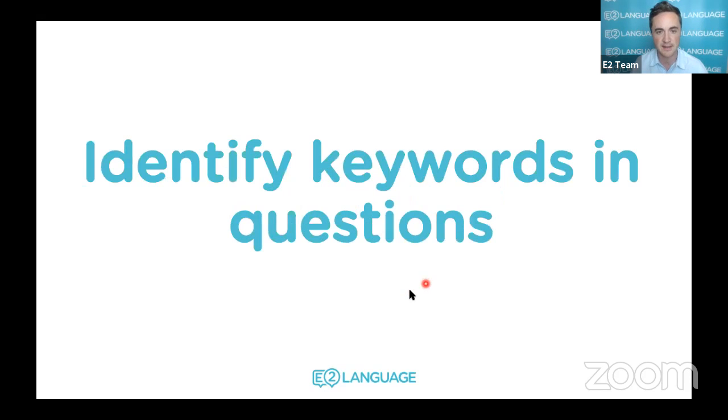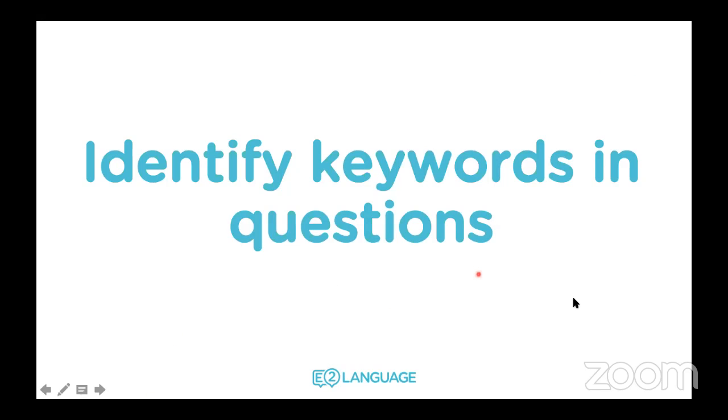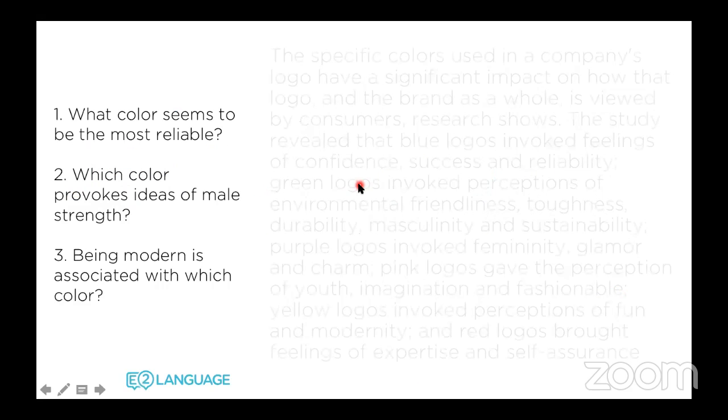So let's try it. I want you to identify, first of all, before we look at the paragraph, keywords in the questions. In each of these questions, I want you to identify just 2 keywords. Identify 2 keywords in each question. So look at the questions, identify 2 keywords in each question.